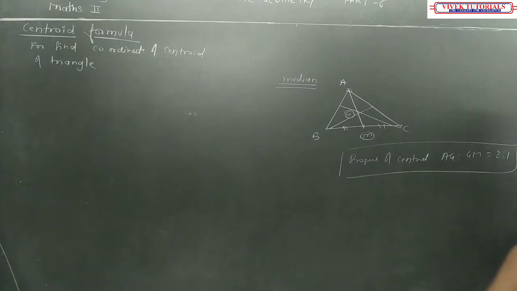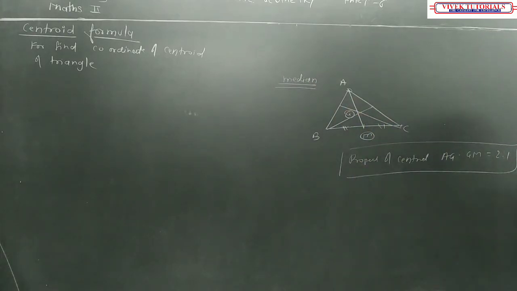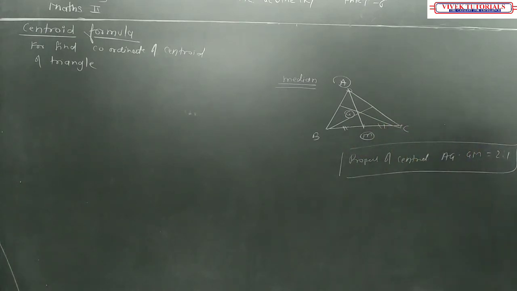वापस एक बार, सेंट्रॉइड मालूम होने के लिए तुम्हें मीडियन मालूम होना चाहिए। मीडियन क्या होता है? सेगमेंट joining vertex and midpoint of opposite side is called as what? Median. Every triangle has what?